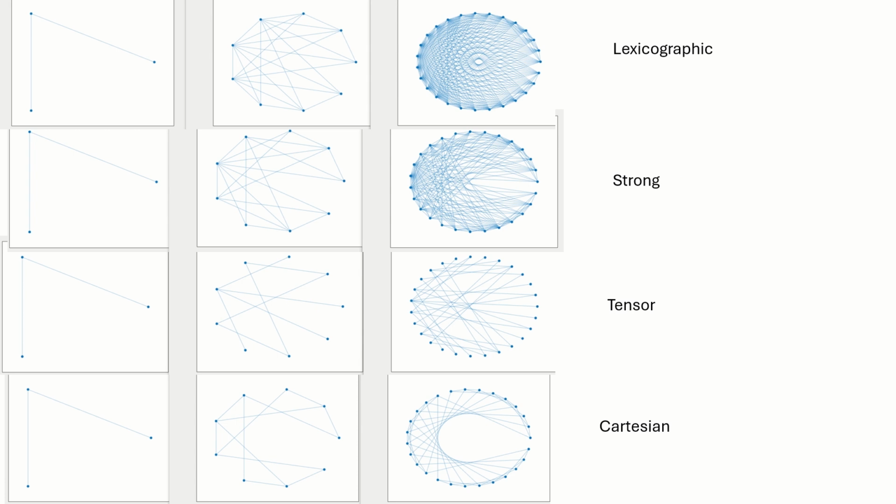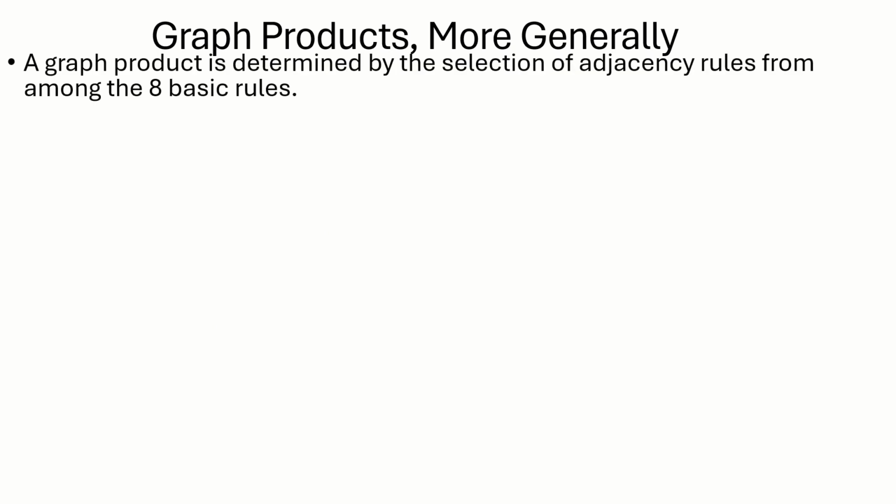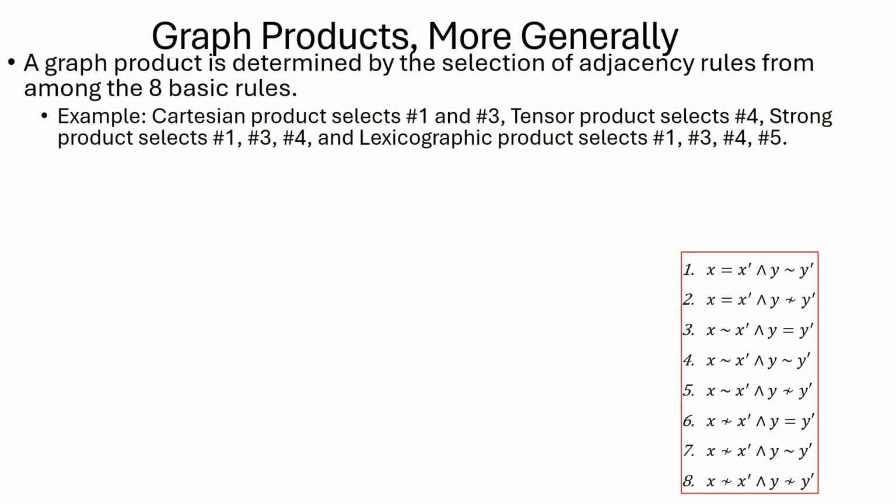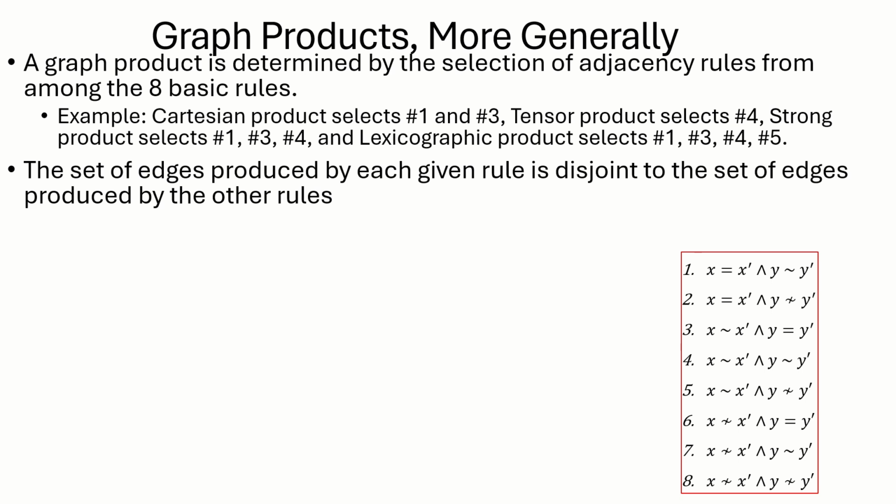As the last topic in this video, let's move beyond the 4 most commonly studied products and think about graph products in general. A graph product is determined by a selection from among a set of 8 basic adjacency rules shown here. The Cartesian product is what we get by selecting the first and third rules, the tensor product by selecting the fourth rule, the strong product by selecting the first, third, and fourth rules, and the lexicographic product by selecting the first and third through fifth rules. The set of edges produced by a given rule are disjoint from the set of edges produced by the other rules.